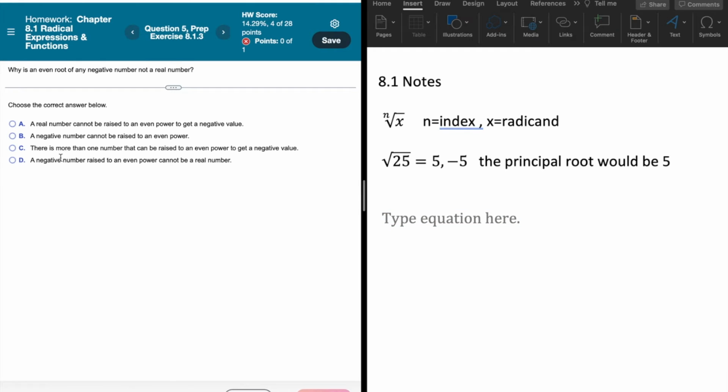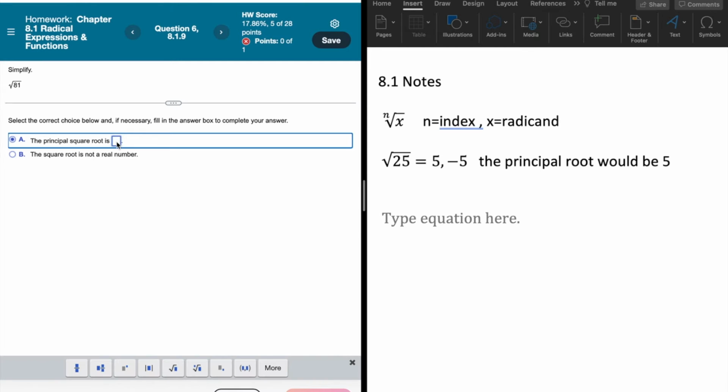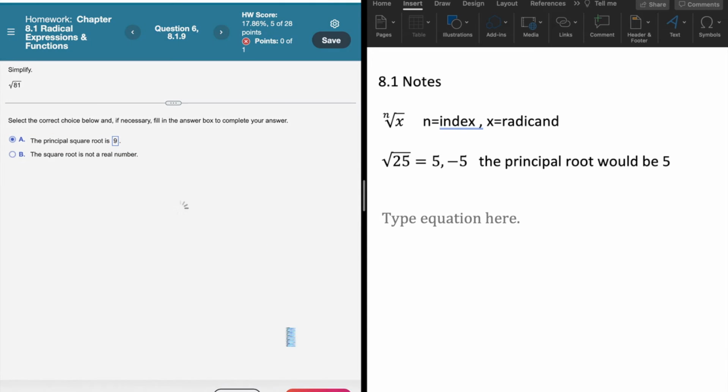All right, so a negative number raised to an even power, where is it? A negative number, a real number, cannot be raised to an even power to get a negative value. That's the correct answer choice. So again, we can't raise any number to an even power and get a negative, for all the reasons we just said. All right, well, let's see how that works itself out in a few problems. The principal root of 81 is 9. Oops, oh my gosh, I just keep clicking on everything.